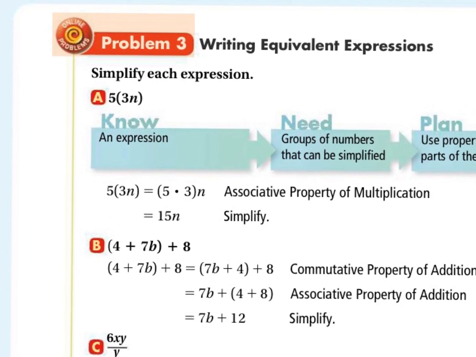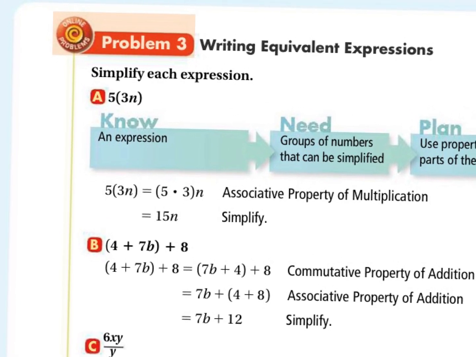Next thing we're looking at is writing equivalent expressions. So if you look at problem 3, part A, 5 times 3n. The book talks about using these different properties. You could think of 5 times 3n as 3n plus 3n plus 3n plus 3n plus 3n. Essentially, we can think about just multiplying these numbers together. So 5 times 3 is 15, so 15n would be what we have all together there.